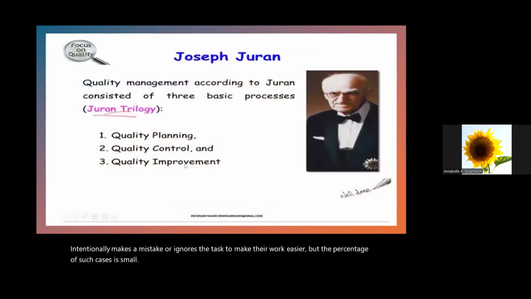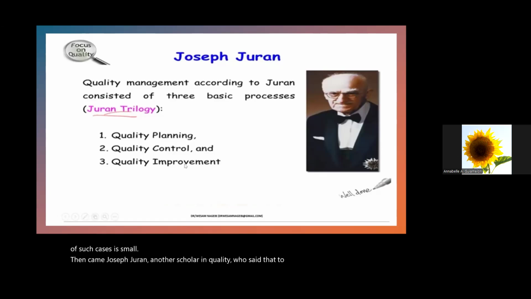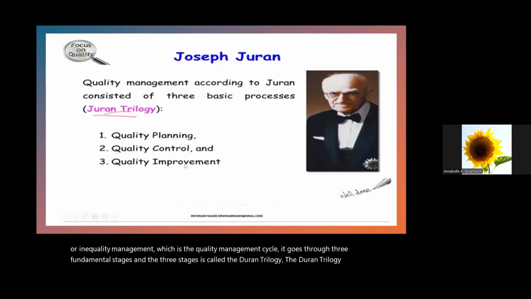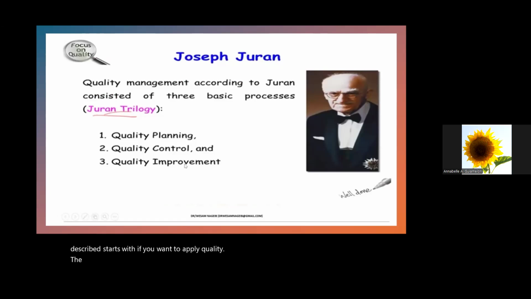Then came Joseph Juran, another scholar in quality, who said that to achieve any improvement or any quality management, which is the quality management cycle, it goes through three fundamental stages. And the three stages is called the Juran trilogy. The Juran trilogy that he described starts with if you want to apply quality, the first thing is that you'll plan for quality, which is the quality planning. The second stage is to ensure order control during the control stage.